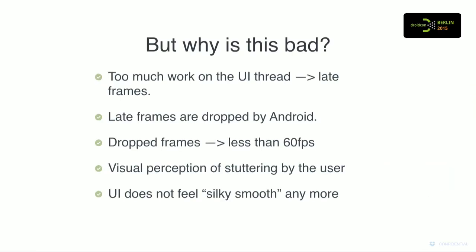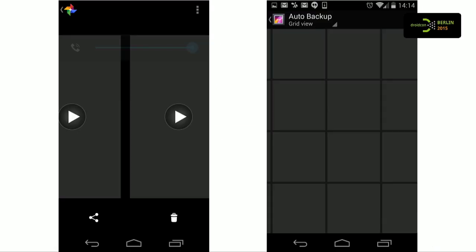But why are dropped frames bad? If you do too much work on the UI thread, the frames are late, and the Android framework will just drop them instead of trying to render them late. When you have dropped frames, you have less than 60 frames per second, and the user perceives stuttering. You get that little jagginess when you're scrolling in a list view or view pager or whatever. Nobody wants their app to feel laggy, right?